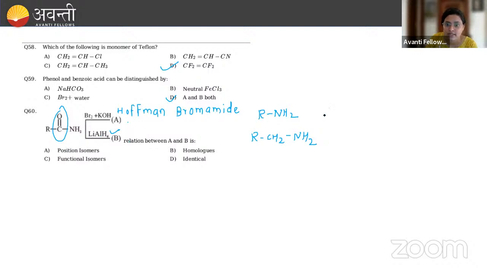So see, this is our A molecule and this is our B molecule. Are they position isomers, functional isomers, homologous, or identical? This is an amine, this is again an amine. One has RNH2, the other has one extra CH2. So that's why they are homologous. They are from the same type of compound. So our answer will be option B.